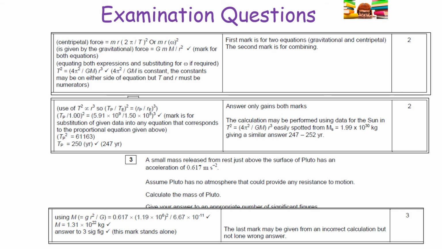You know what R squared is because you're given the radius in the question, and you know what big G is because it's the universal gravitational constant, and you get 1.31 times 10 to the 22 kilograms. Why do you give your answer to 3 significant figures? Well, in the question you were told you have an acceleration of 0.617 meters per second squared, which is 3 significant figures, so you give your answer to 3 significant figures.